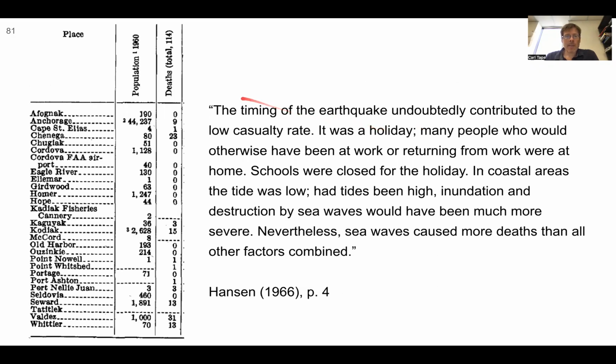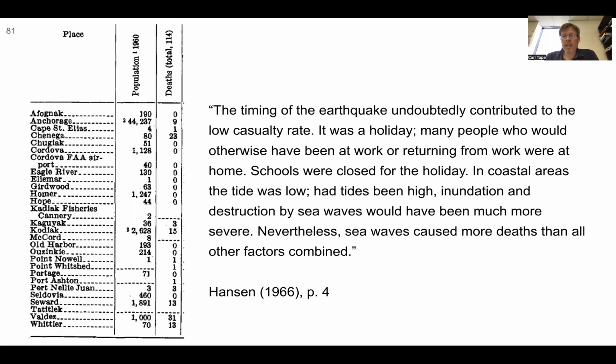Here is a tabulation of deaths from the 1964 earthquakes from within Alaska. So we come back to this to think about how people die in terms of what the hazards are. The timing of the earthquake undoubtedly contributed to the low casualty rate. It was a holiday. Many people who would otherwise have been at work or returning from work were at home.